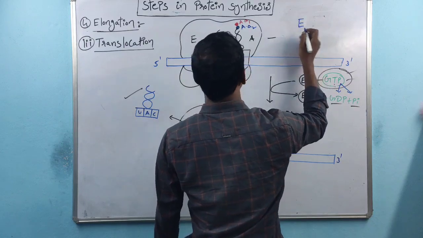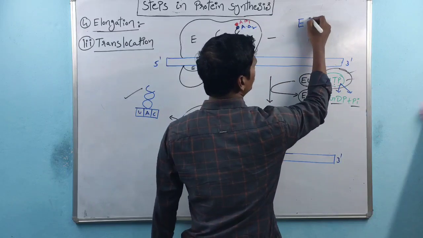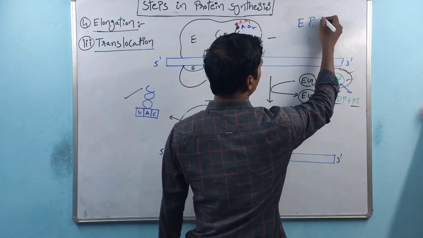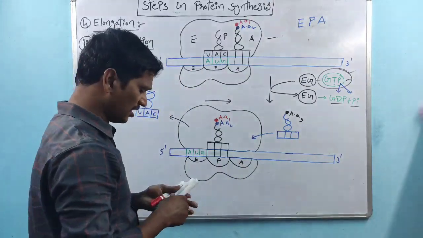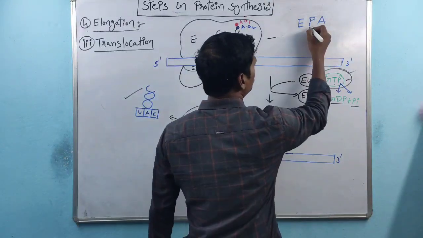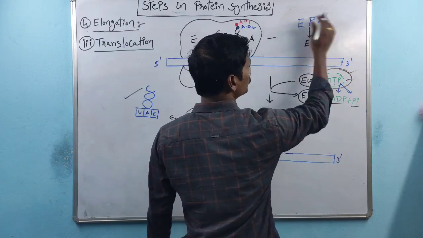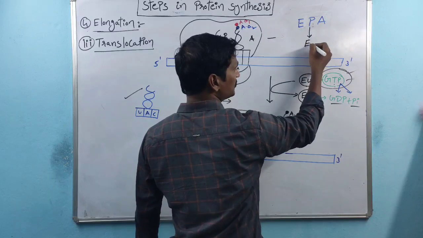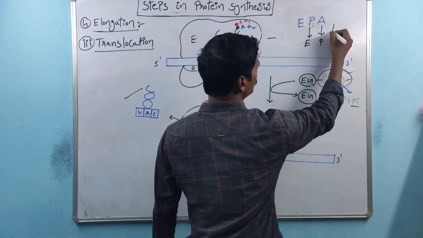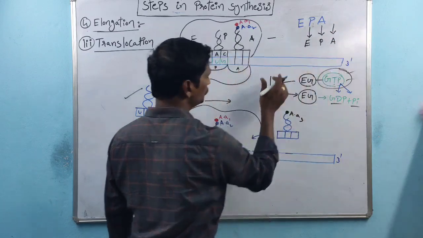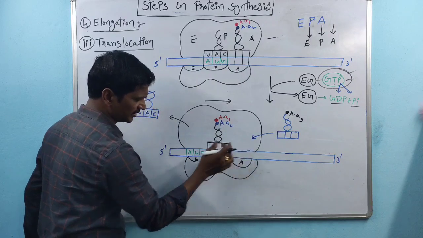One of the concepts here is that before the translocation there is an E site, a P site, and next an A site. These are the initial sites. After translocation, the P site becomes the E site, because the ribosomes are moving on mRNA. The A site becomes the P site, and a new A site will be formed. This is the new A site.